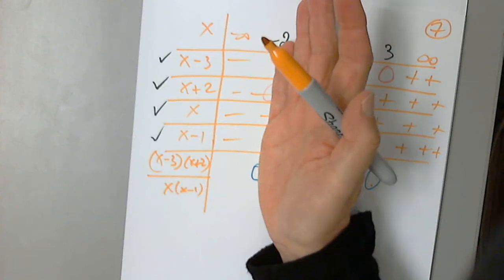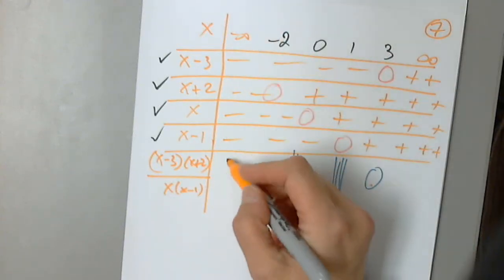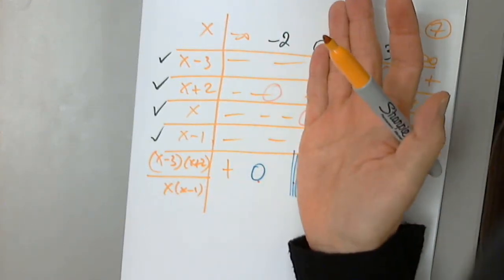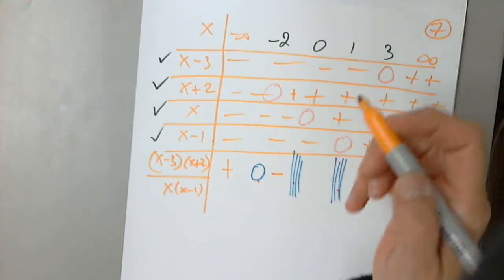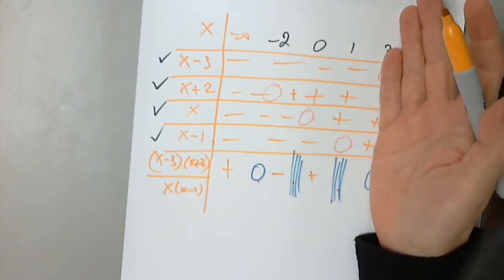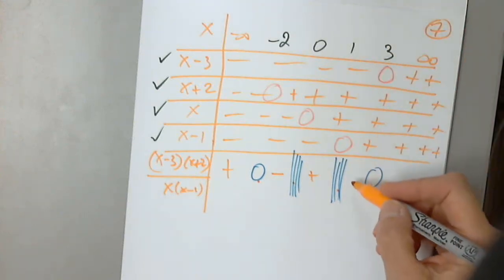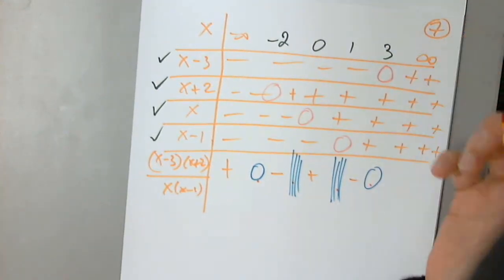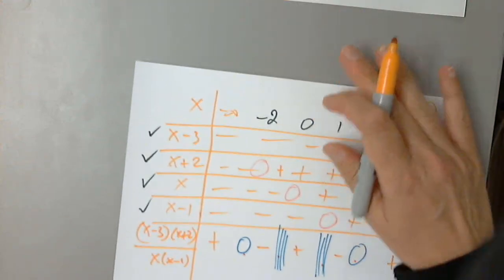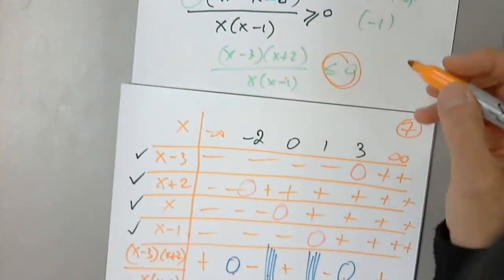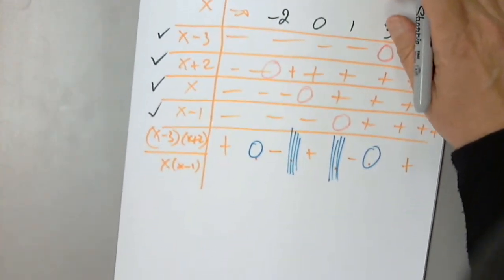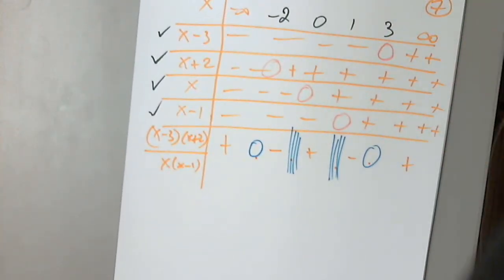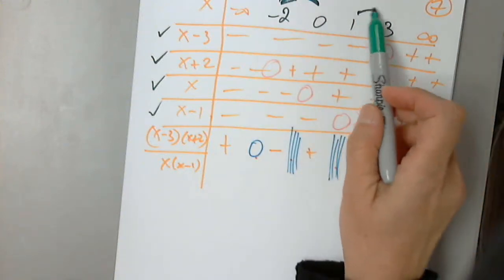Four negatives. Positive. Excellent. 3 negatives. Negative. 2 negatives. Positive. 1 negative. And no negatives. Good. Only now I choose which sign is less than or equal to 0. And what will you choose? You will, yes, very good.